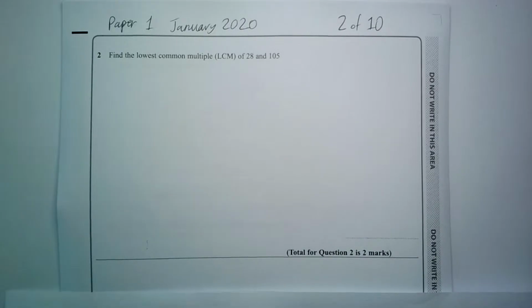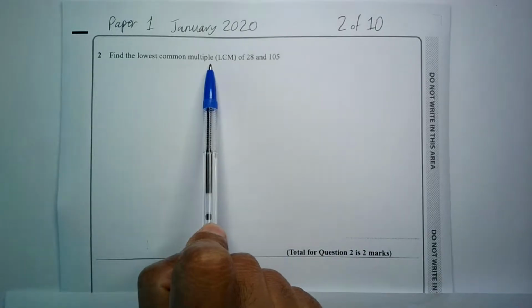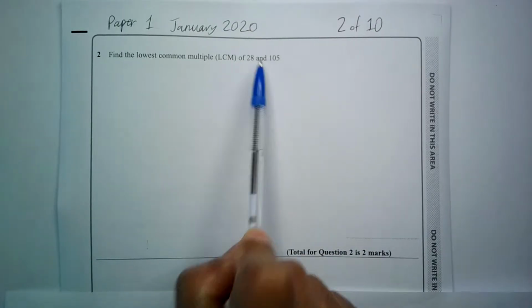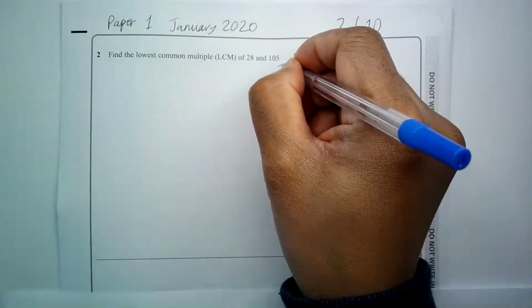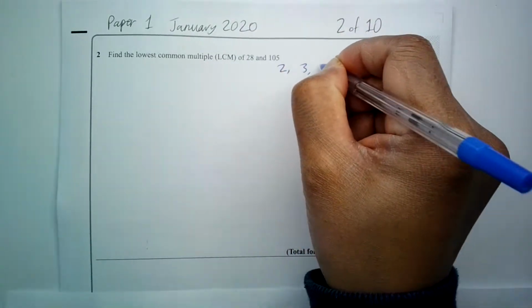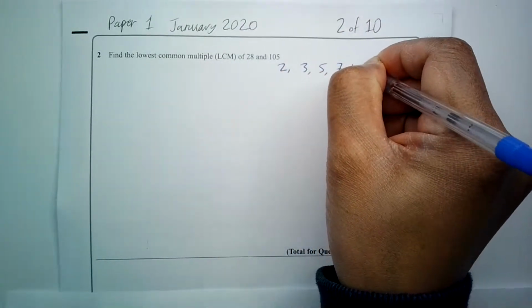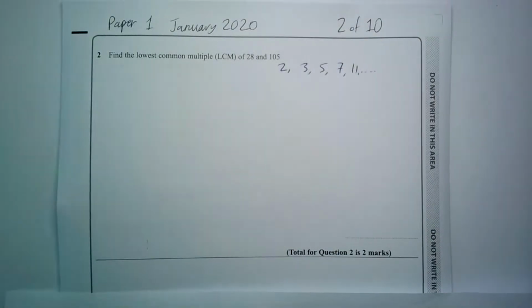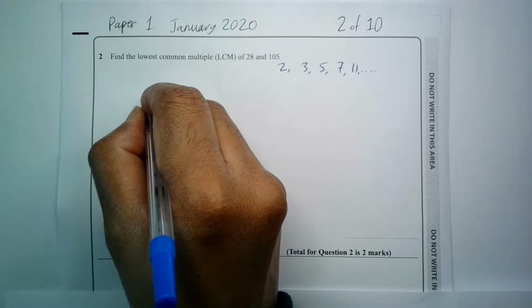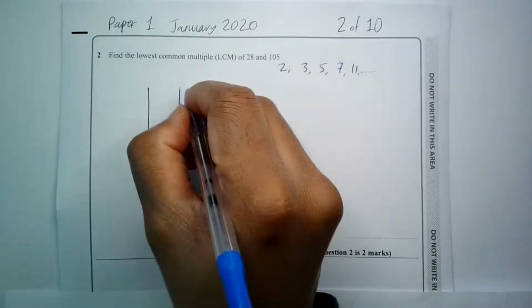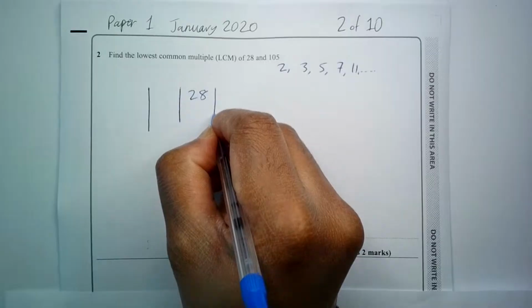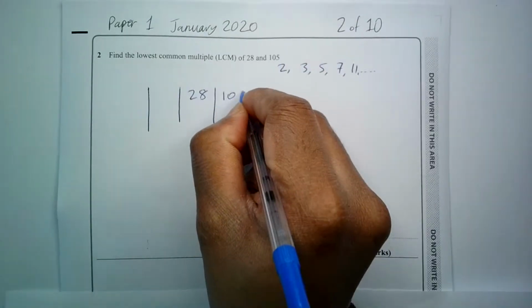So we are going to be working out: find the lowest common multiple, LCM, of 28 and 105. So similar to the last question, we think of our prime numbers, 2, 3, 5, 7, 11, and we need to remember those in the back of our mind. I'm going to write out like before. The first column is going to be blank. It's going to be 28 and 105.